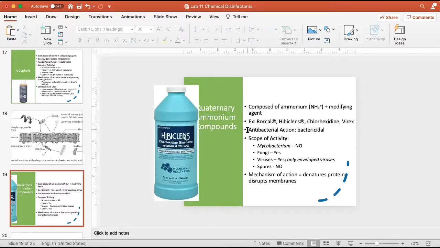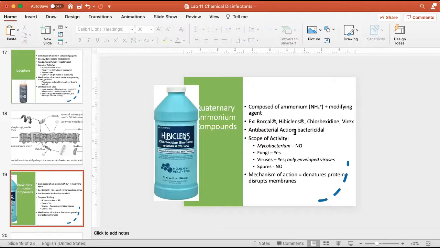In terms of the antibacterial action for these, just like we saw with the iodophores, they are bactericidal, but they're not rapidly bactericidal. You've got to allow a little contact time. You have to allow them to sit for a couple of minutes in order to be effective. The scope of activity looks very different from the iodophores.